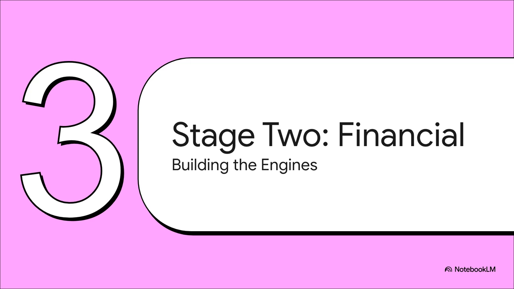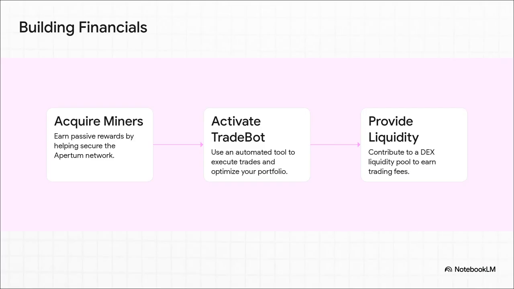Now for stage 2, and this is where it gets really interesting. We're building the financial engines. We've laid the foundation, and now it's time to add the components that actually make your DEB work. The parts that can generate returns and manage your assets automatically. This stage involves 3 key moves. First, you acquire miners through your DAO1 account to start earning passive rewards for helping secure the network. Second, you fire up the TradeBot for automated portfolio management. And third, you provide liquidity to a DEX pool, which lets you earn a slice of the trading fees.